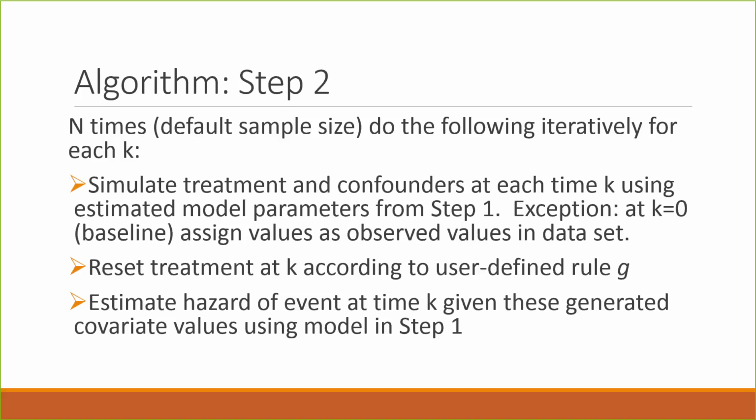I'm going to intervene. We're not intervening on anyone, but we're going to reset to the value consistent with G. And then we're going to use the simulated history up to time k. So n times we're going to have a history through k that now has a treatment value consistent with my rule G. And then I'm going to estimate the hazard of the event using my parameters from my hazard model that I saved from step 1.